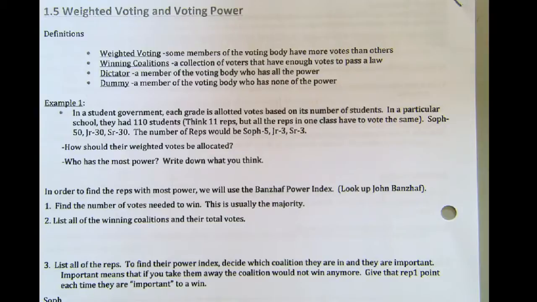So if I look at weighted voting, first of all, the first definition: some members of the voting body have more votes than others. That's a situation like I just explained. Winning coalitions then would be, if that person who owns those billion shares owns the majority of the stock, then whatever they say is going to go. So then I would be what I call a dummy, and they would be a dictator. A dictator is a member of the voting body who has all of the power, and a dummy is a member of the voting body who has none of the power.